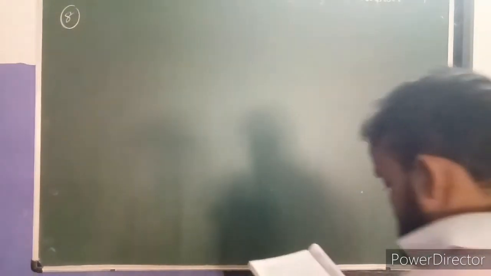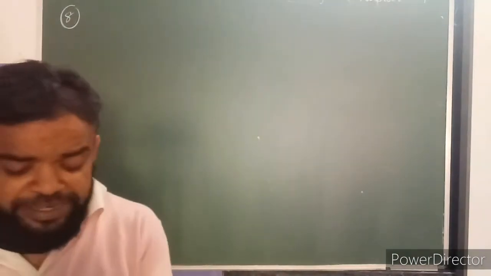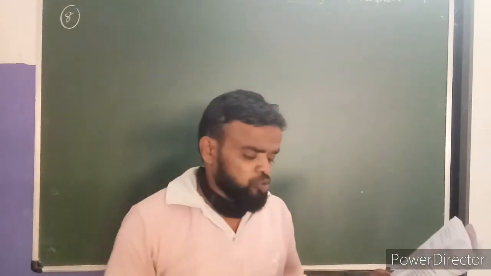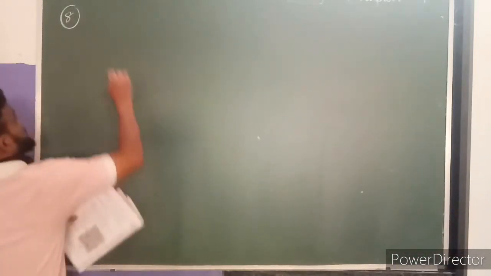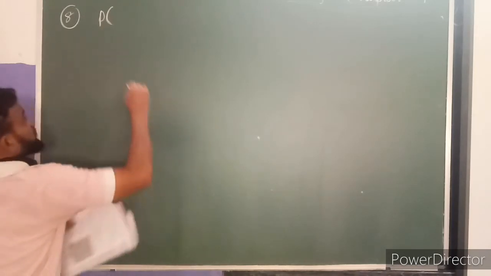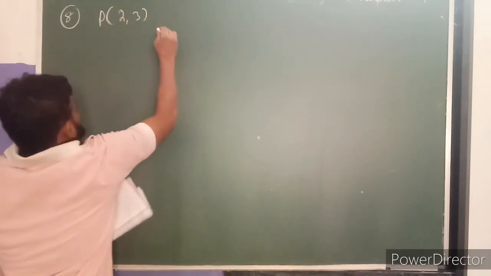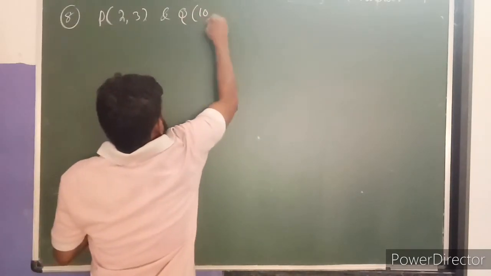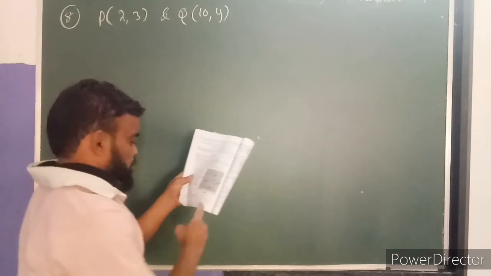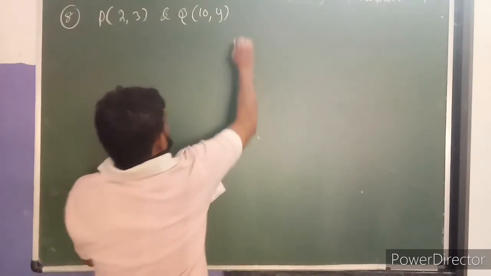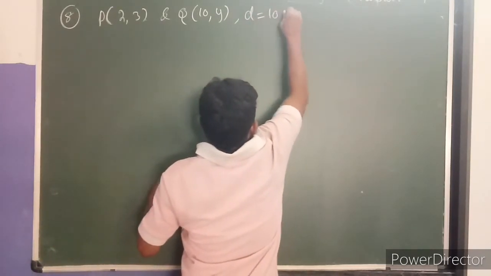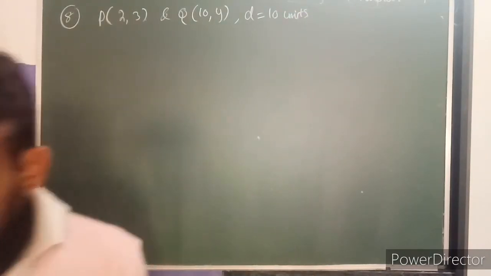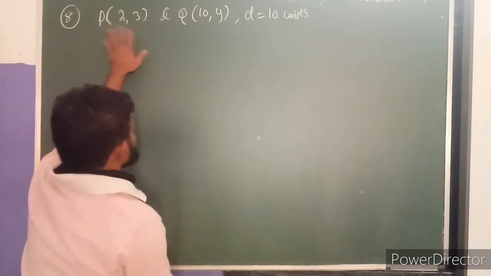Now the question number 8, I will read and explain. Find the value of y for which the distance between the 2 points P and Q is given. P is 2, minus 3 and Q is 10, y. And the distance is given, and the P value is given. Now we have to find the value of y. We have to take the distance formula.